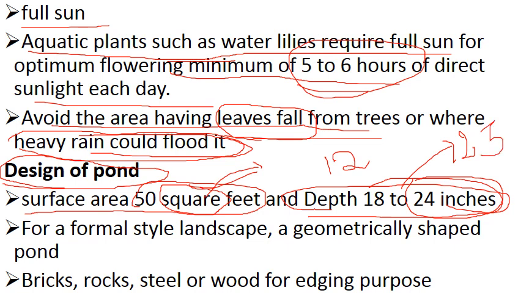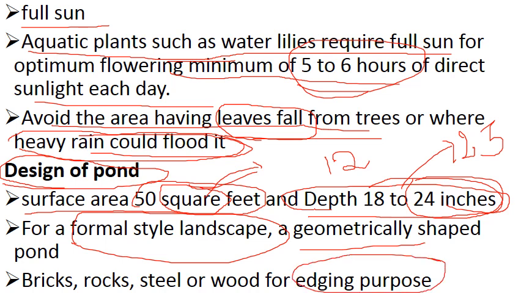If you want a formal style landscape, then you should make a geometrically shaped pond, meaning a pond having a definite geometrical shape like a circle, rectangle, square and so on. For edging purposes we should use materials like bricks, rocks, steel, wood. If you don't know what edging is, you should watch my previous lecture on edging, hedging, topiary. We have discussed many landscaping features there. I will provide the link in the description box, you can watch that video.